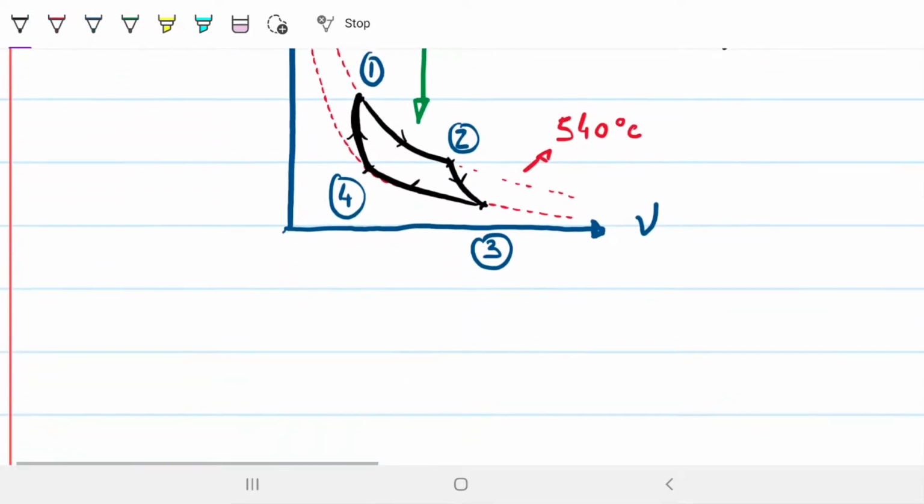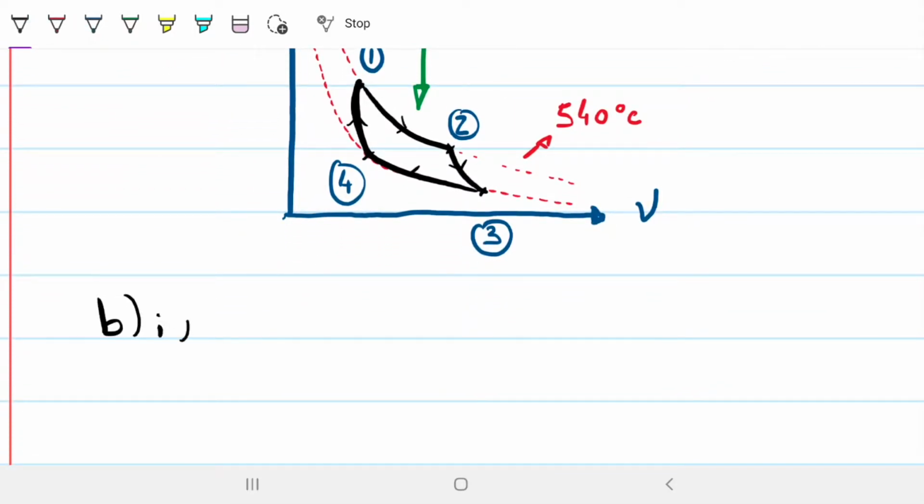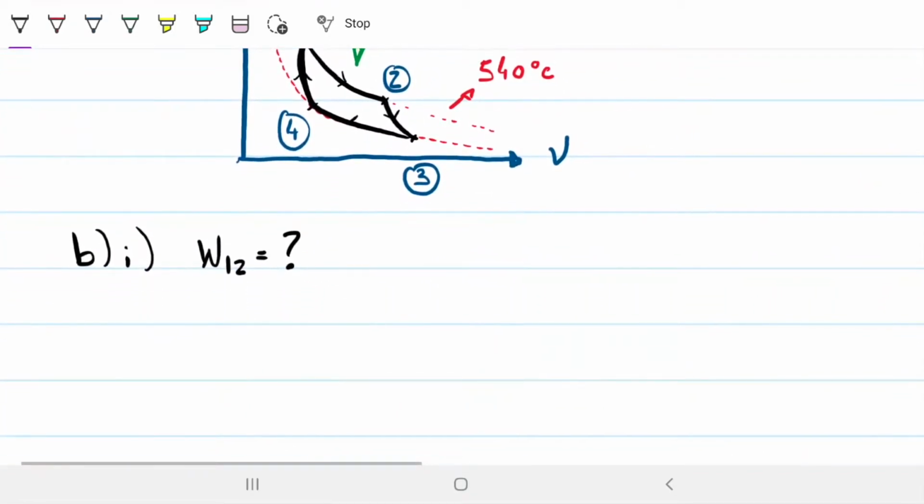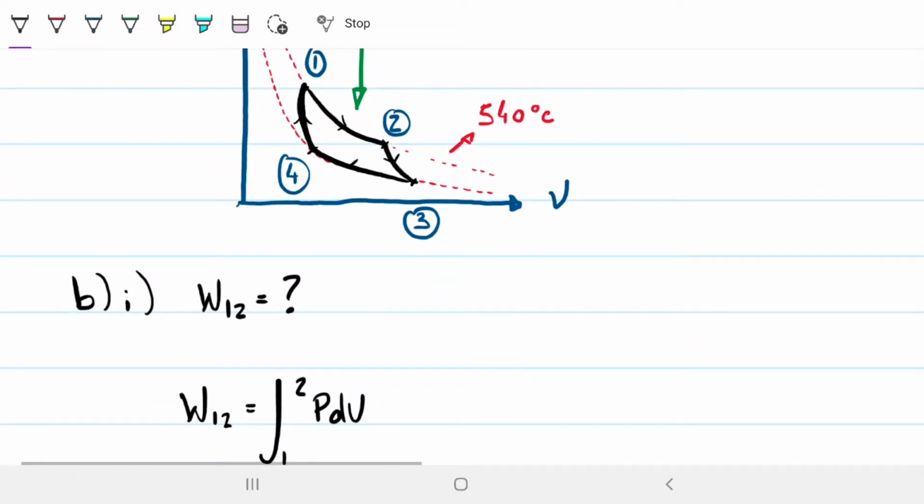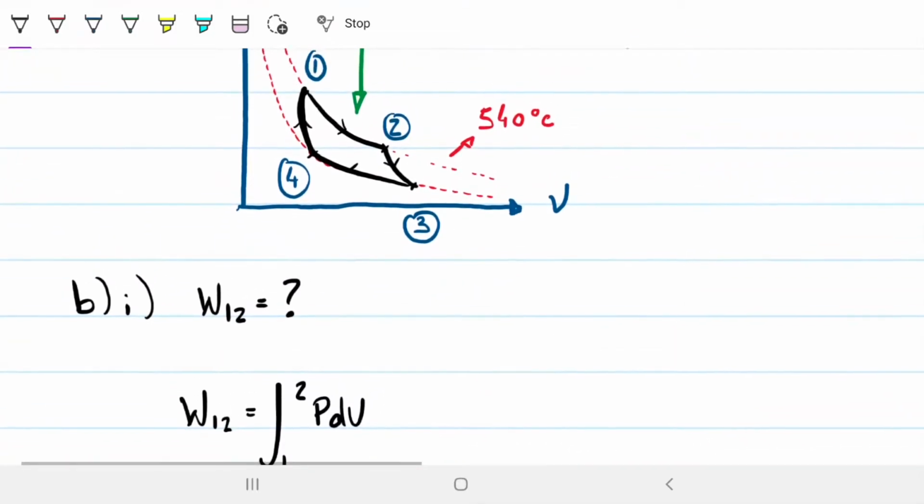So it wants to know B1, what is work as we go from 1 to 2. That's the question. We know that work from 1 to 2 is just the integral as we go from 1 to 2 of P dV. That will be fine. However, we don't know P or V, right? So that doesn't really help us out.